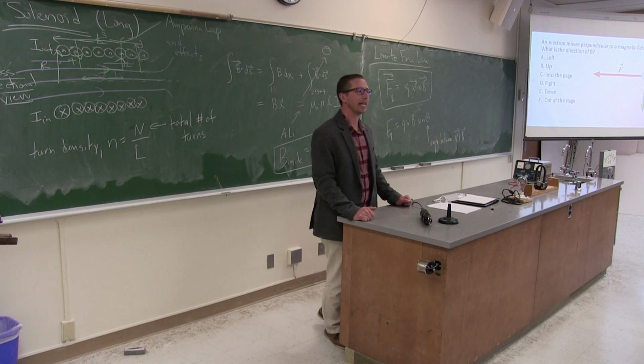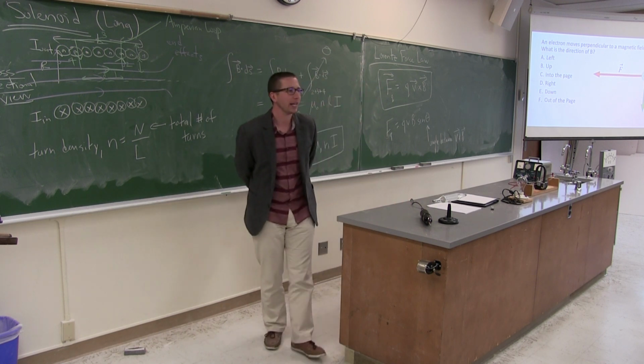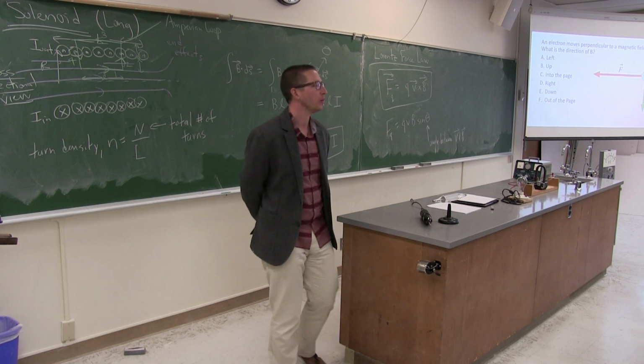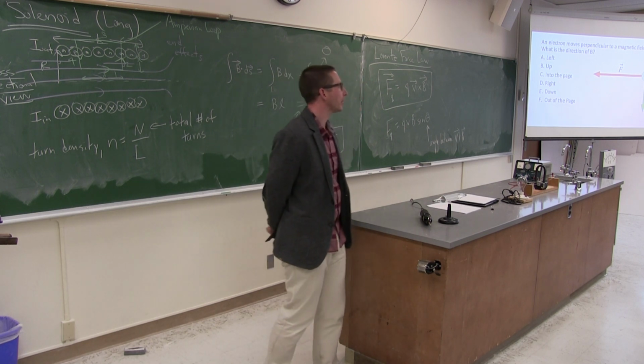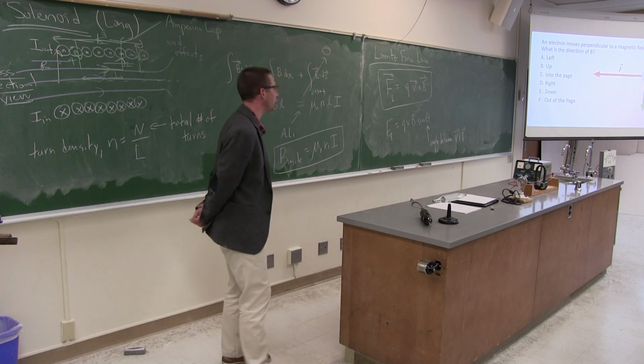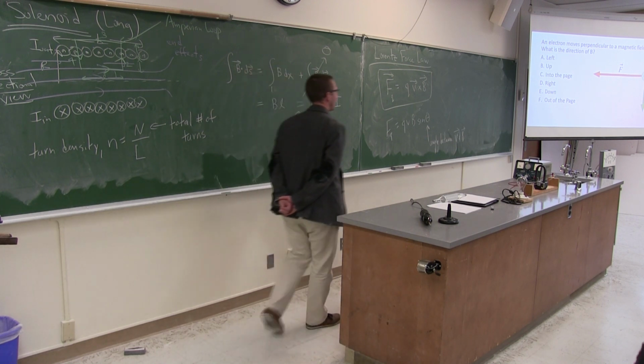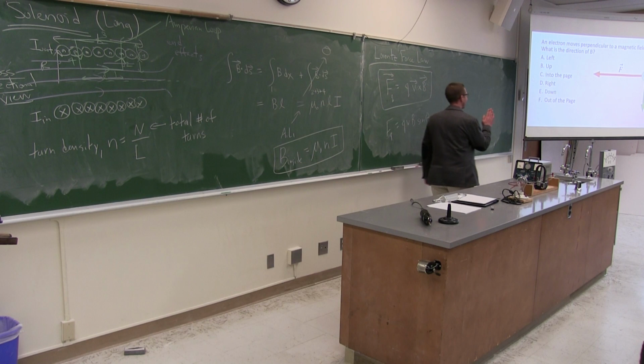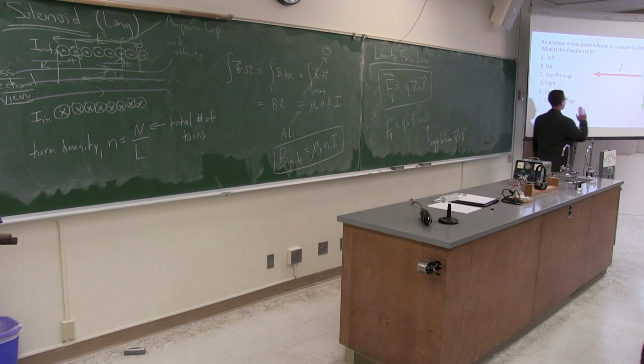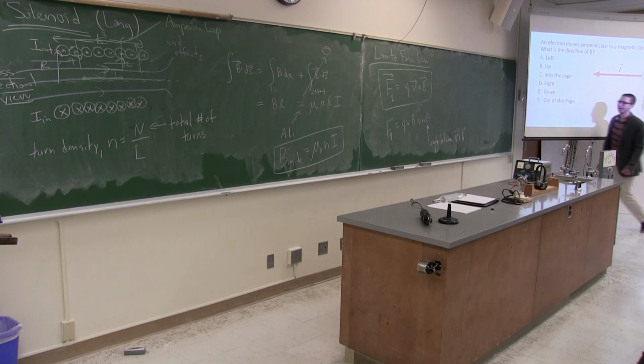All right, and let's take a vote here. 3, 2, 1. Correct. It's into the page. So if I point my fingers in the direction of the velocity vector downwards, and then I curl my fingers in the direction of the magnetic field, which is into the board, I get a force to the right, but it's a negative charge. Oh. It's a negative charge.